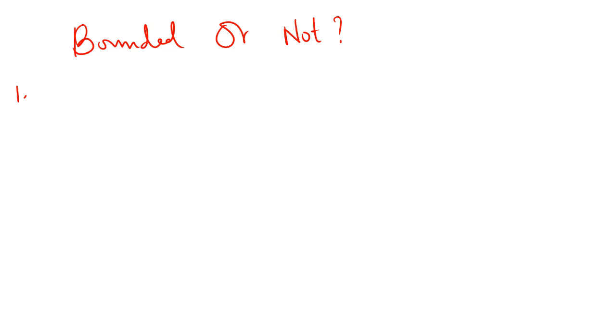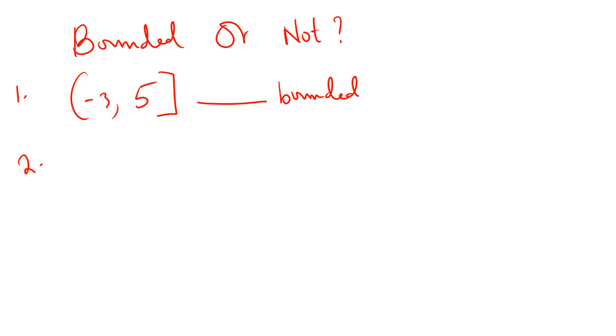Let's take number 1. For example, -3, 5 with square brackets, closed. This is bounded because the endpoints do not contain positive infinity or negative infinity. So you don't have that. So that means it's a bounded interval. Let's take another one. -10, -6. Yes, this is also bounded because I do not see positive infinity or negative infinity in the interval.